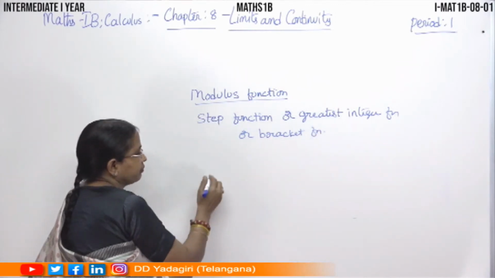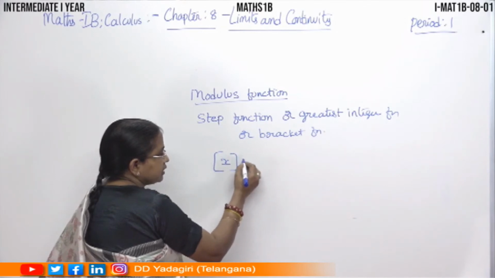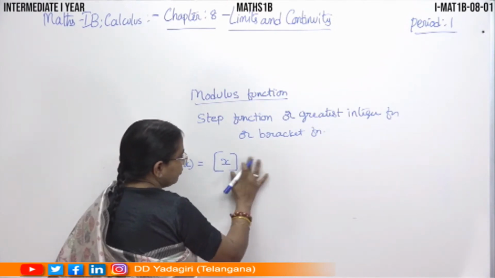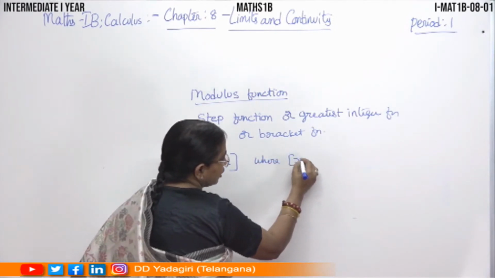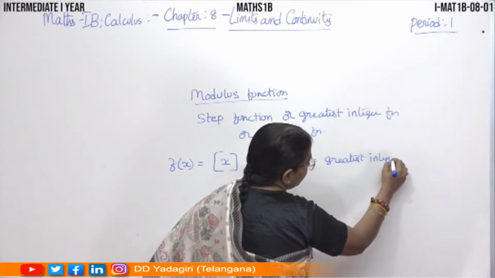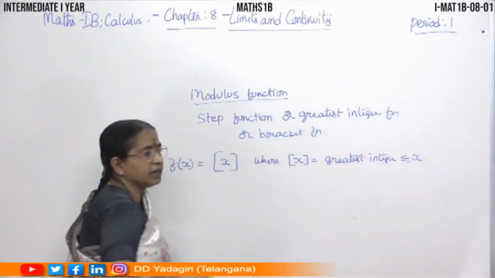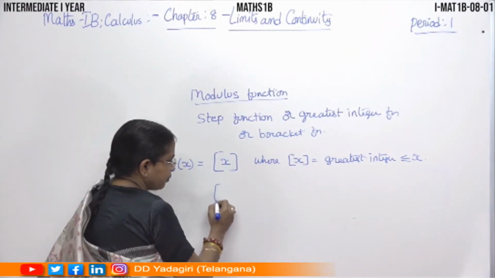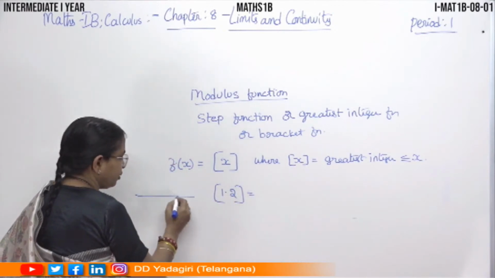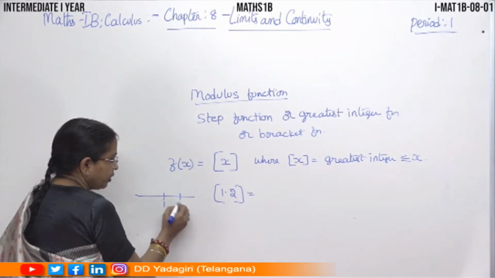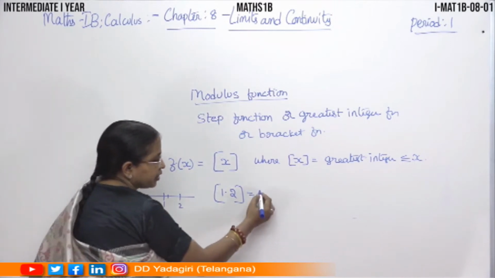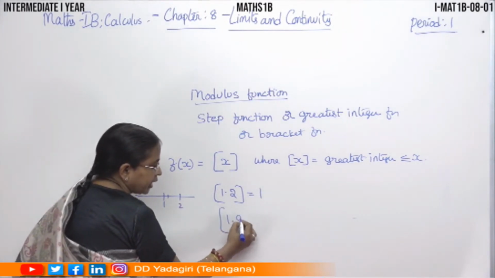So what is this step function? We write like this, bracket x. So f of x is equal to bracket x, where bracket x is equal to the greatest integer less than or equal to x. So what does it mean? Greatest integer less than or equal to x. Now suppose that I have 1.2. Then what is the greatest integer less than 1.2? When you take the real number line, 1.2 will be somewhere here. So greatest integer less than this number is 1. So I should write 1. Now suppose I take 1.999.